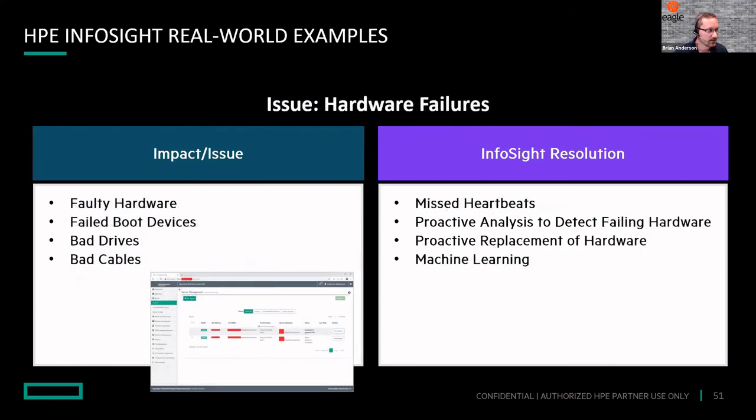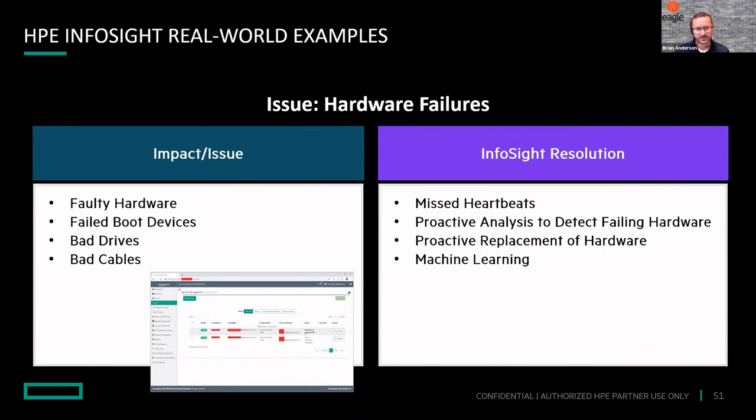And then finally, hardware issues, right? So I think even the most rudimentary of storage arrays are going to send you an email if a hard drive fails, right? That's pretty common. But InfoSight also requires heartbeats from all the arrays. So if the array goes down for more than 5 minutes, you're going to get a ticket created. You're going to get notified.